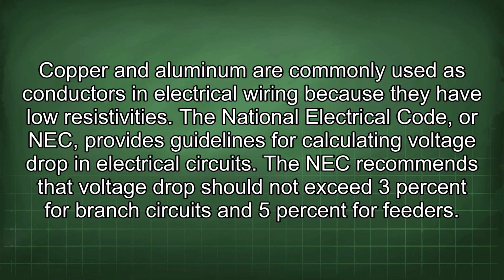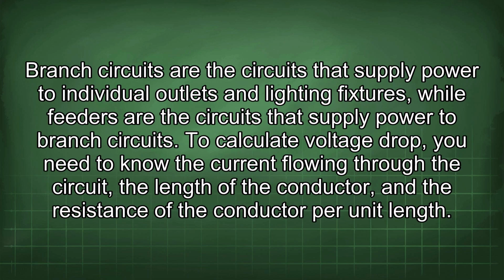The National Electrical Code, or NEC, provides guidelines for calculating voltage drop in electrical circuits. The NEC recommends that voltage drop should not exceed 3% for branch circuits and 5% for feeders. Branch circuits are the circuits that supply power to individual outlets and lighting fixtures, while feeders are the circuits that supply power to branch circuits.